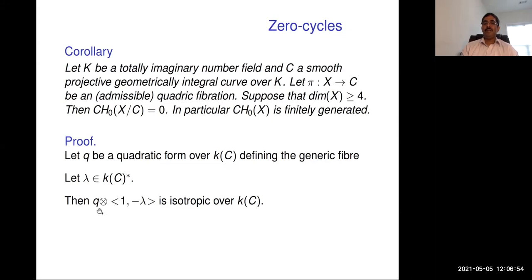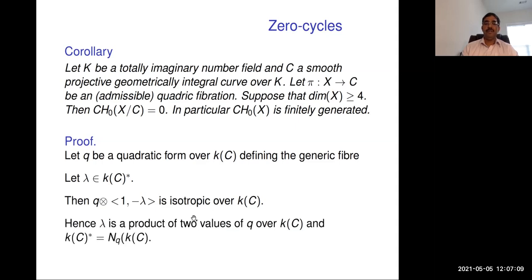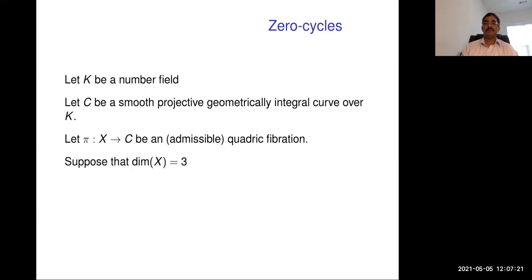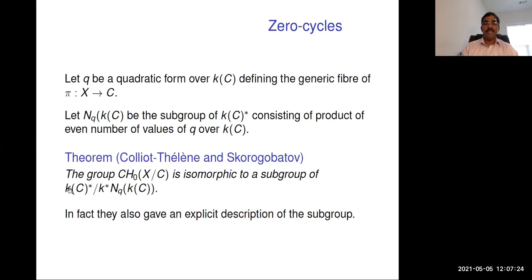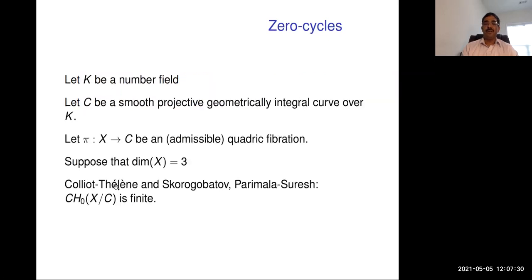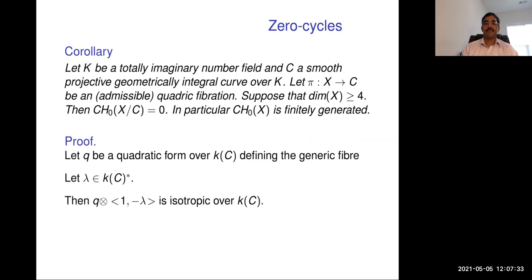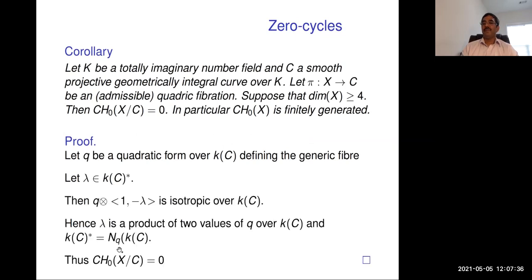So this form is Q minus lambda Q. So there are some vectors v1, v2 such that Q of v1 minus lambda times Q of v2 is 0. From that, you get that lambda is Q of v1 times Q of v2 inverse. But then we can show that it's a product of 2 values. Hence lambda is a product of 2 values of Q over K_C, and therefore K_C^* is actually equal to N_Q K_C. That's the reason why we don't need to know what the image of this is here, because we are showing that K_C^* is equal to N_Q K_C. So the whole quotient itself is trivial. So we don't care what the image of the subgroup is. Therefore the Château of X over C is 0.